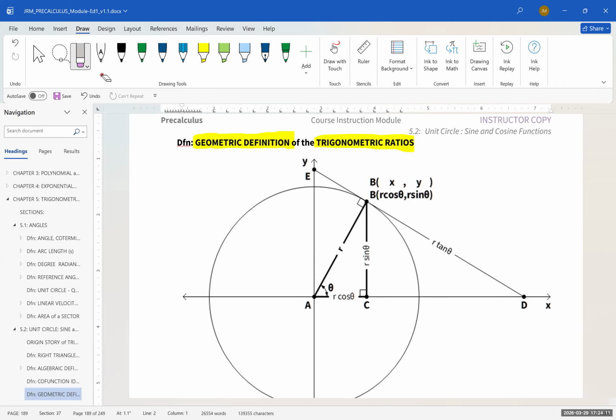And finally, we drew this tangent line from point B down to the x-axis where it intersects the x-axis at point D. This is r times tangent. And if you remember, tangent is y over x. So this y value over this x value.